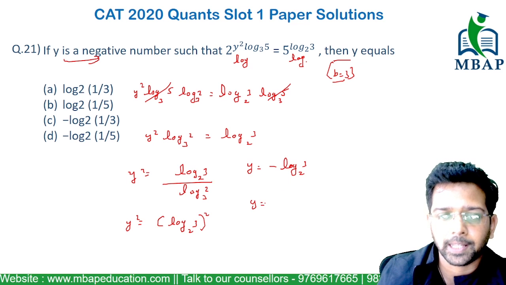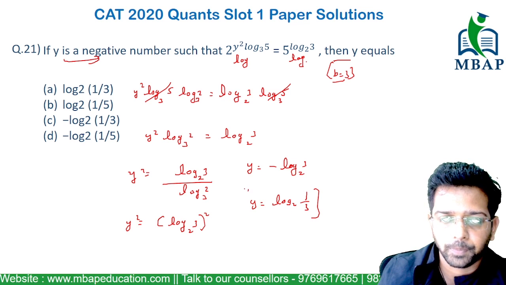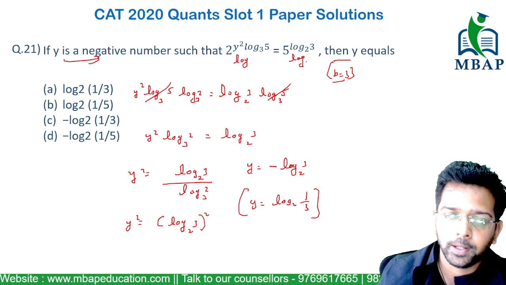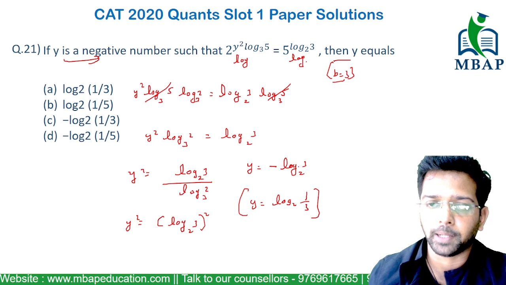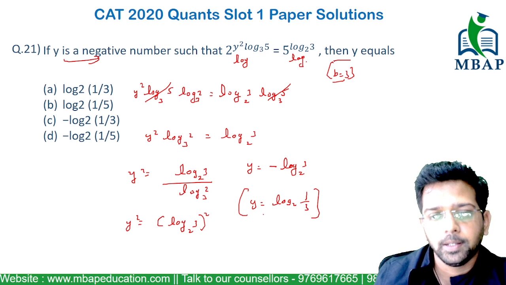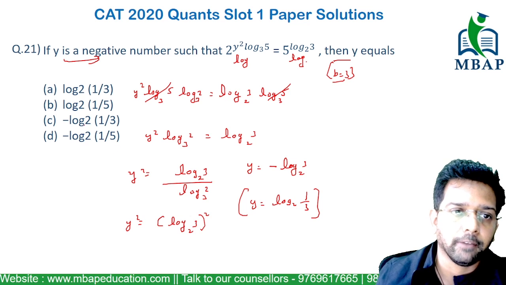Very easily, you'll understand that the value of y is nothing but log to the base 2, 1 by 3. Only this, you'll get the value of y as negative, as the exponent will become 3 raised to minus 1. Clear? And that's the value of y that we have figured out.